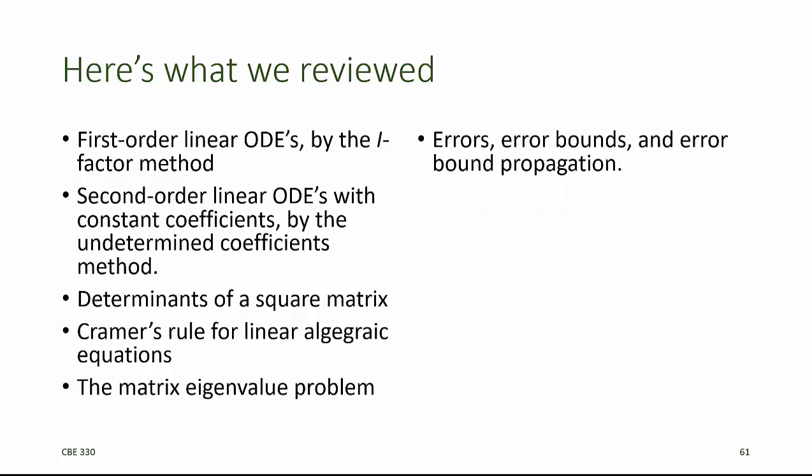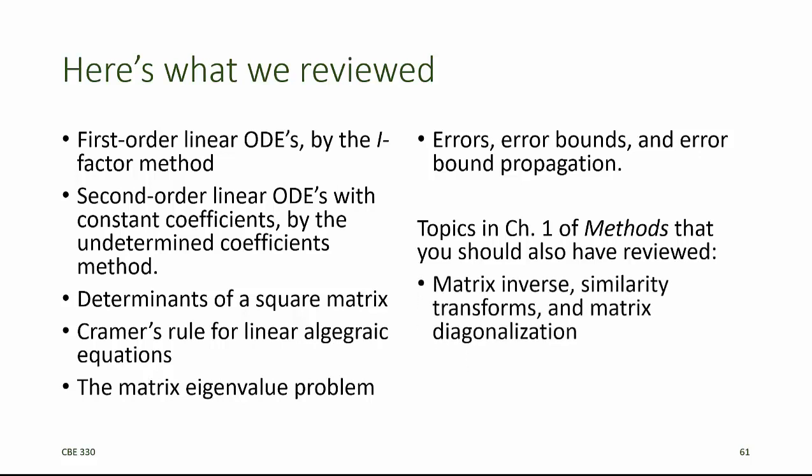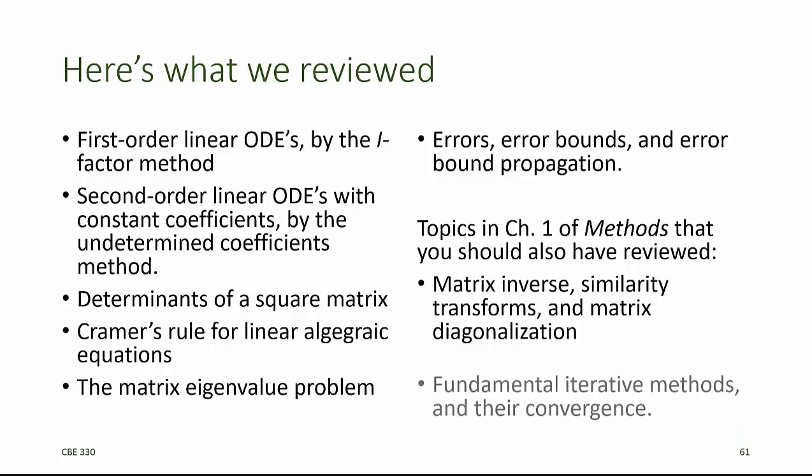Finally, we introduced error bounds and some information about error bound propagation when two uncertain values are combined in either sums and differences or products and ratios. There are some other topics in Chapter 1 of the methods that you should also review, but that we didn't cover in these lecture slides. Topics like the matrix inverse, similarity transforms, and matrix diagonalization are also very important, and we'll revisit these later in the semester, so there's no need to cover them right now.